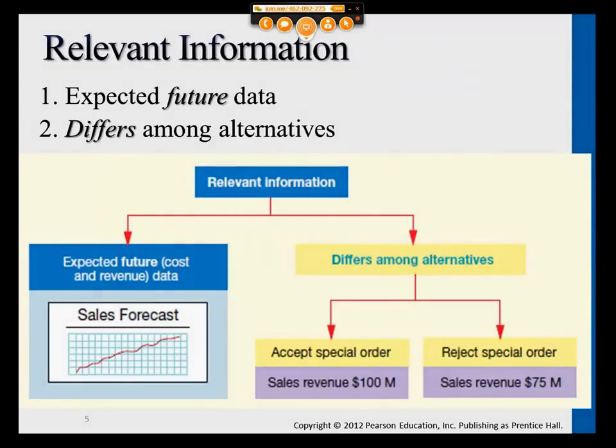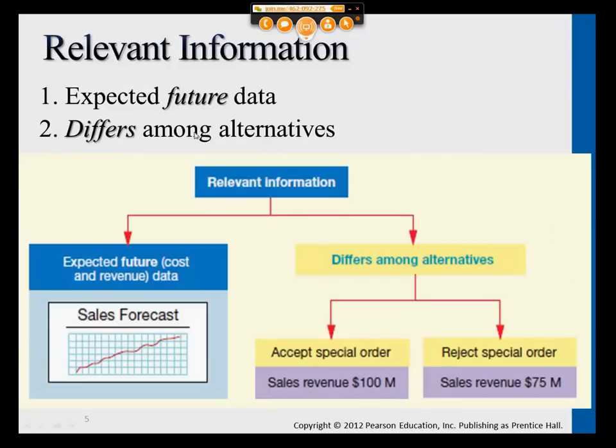All right. So what is the relevant information? When managers make decisions, they want to utilize only relevant information. Relevant information has a couple components that we'll discuss as well. It's expected future data. That future data is going to differ from alternative to alternative.